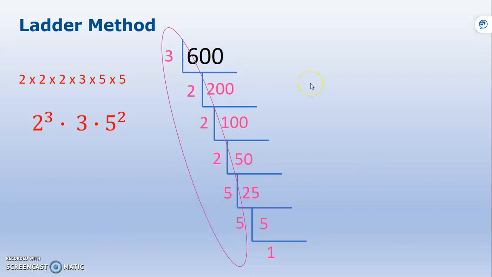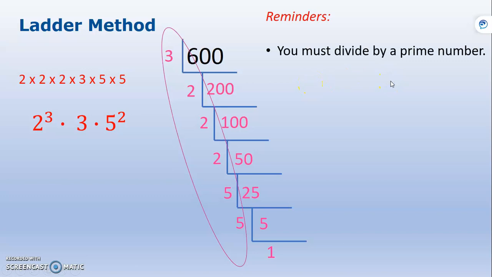Now remember, when you're using the ladder method, there's some reminders that you need to remember. You must divide by a prime number, and you must divide until you reach the number 1. That lets you know that you have divided out all the prime numbers. Now, it does not matter which method you choose, but just choose one that's easier for you to find the prime factorization. My preference is the ladder method because I think it's easier to divide, and I usually don't make as many mistakes.